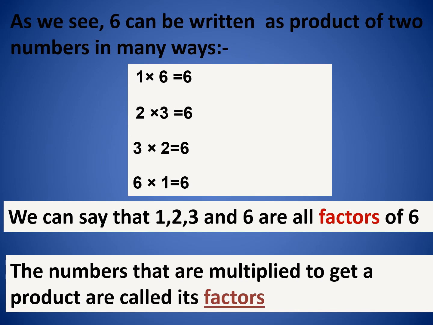As we see, 6 can be written as a product of two numbers in many ways. 1 multiplied by 6 is 6. 2 multiplied by 3 is also 6. 3 multiplied by 2 is also 6. 6 multiplied by 1 is also 6. We can say that 1, 2, 3 and 6 are all factors of 6. The numbers that are multiplied to get a product are called its factors.